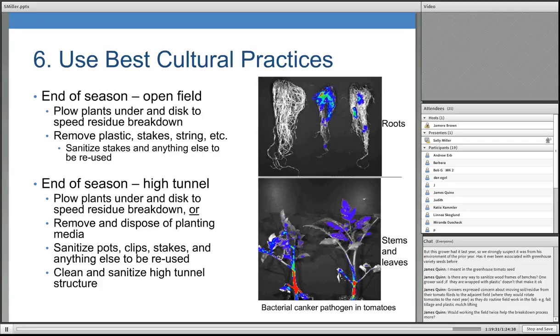And also, I should have said, clean the equipment afterwards, especially if you're in a field that's got canker or spot or speck, particularly canker. In the high tunnels, we have some similar issues: getting rid of that plant material that's there, cleaning the pots and clips and stakes, etc., whatever is used, and then sanitizing the structure.